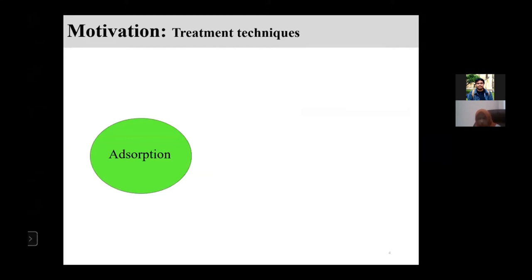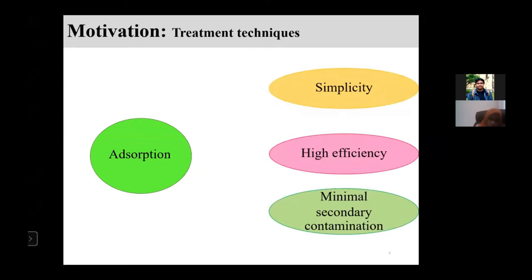Why do I choose the adsorption compared to the other methods? Because the adsorption can be considered simple and highly efficient, and it can minimize secondary contaminants. And talking about the price compared to the other methods, the cost of operation for adsorption is much cheaper than the other methods as well. So that's why it's still quite useful nowadays to use adsorption in terms of the big industry.